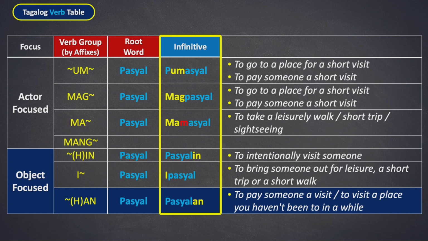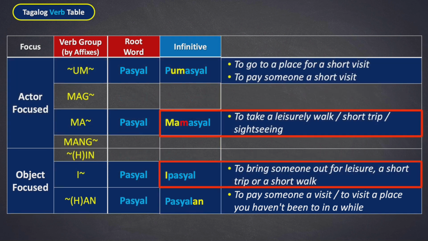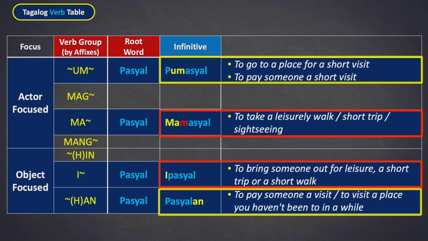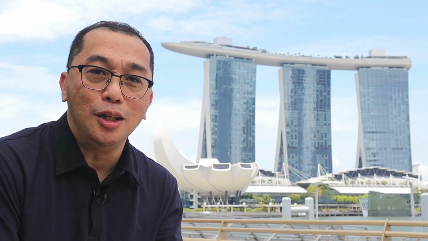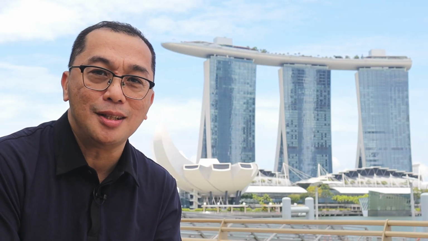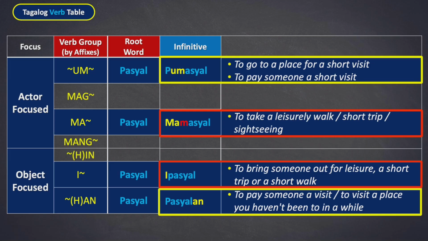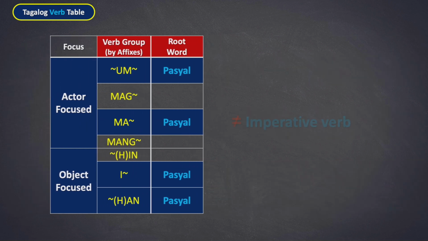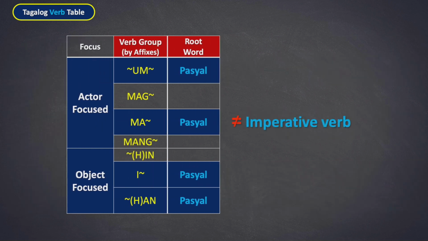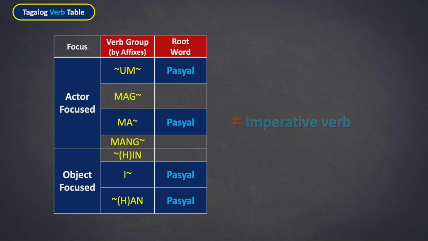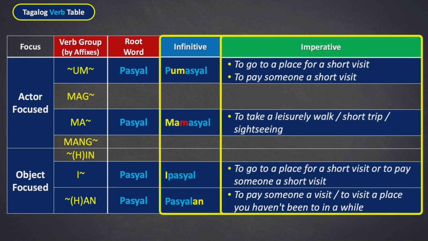All of these verbs communicate two general contexts. First is the act of doing a leisure trip to sightsee. And second is the act of doing a short or quick visit. In this video, we will use those verbs in very simple sentences so you can get a grasp of what they actually mean. Unlike the previous verbs we have already discussed in this channel, the root word pasyal is not used as an imperative verb. You cannot use it to command. To command, you use the infinitive form as it doubles as an imperative verb.